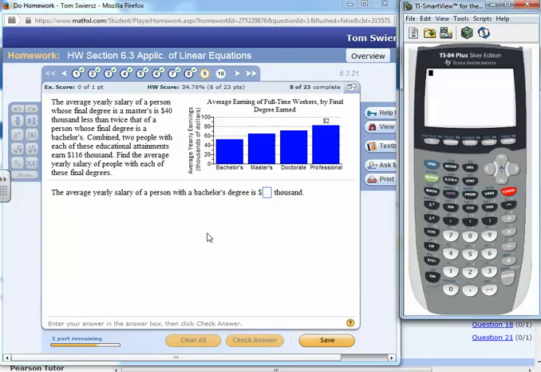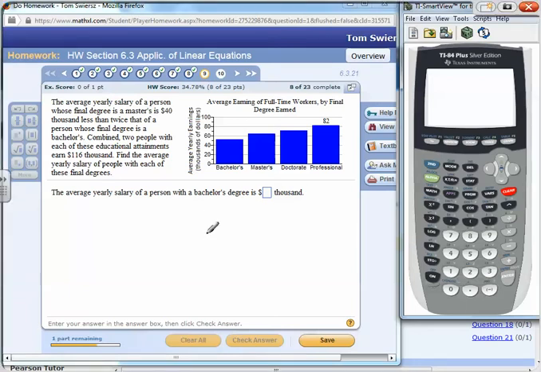Homework exercise number 9. The average yearly salary of a person whose final degree is a master's is 40,000 less than twice that of a person whose final degree is a bachelor's. Okay? So now combine the two. They earn together 116,000. Find the average yearly salary of people with each of the final degrees. Now again, we're comparing masters to bachelors. So X is the amount of money earned by a bachelor's degree.